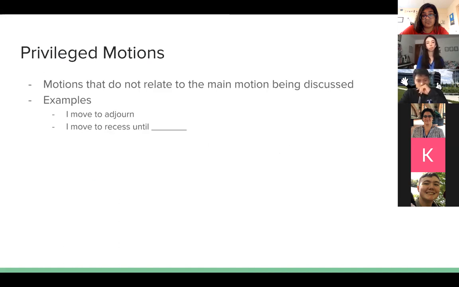There are also motions called privileged motions, and these are motions that have nothing to do with the topic being discussed. They typically have to do with adjournment or recessing, stuff like that.